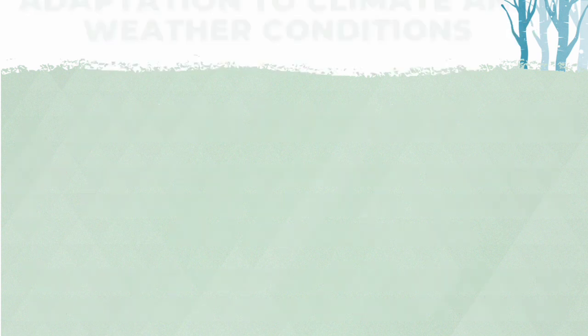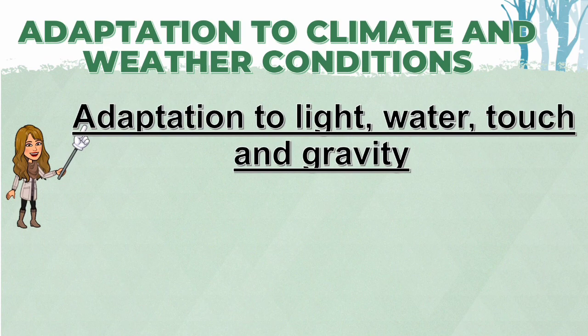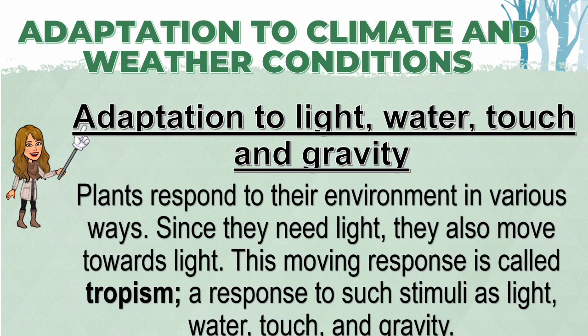Next one is the adaptation to light, water, touch, and gravity. Plants respond to their environment in various ways. Since they need light, they also move toward light. This moving response is called tropism, a response to such stimuli as light, water, touch, and gravity. Again, tropism is a response to such stimuli as light, water, touch, and gravity.